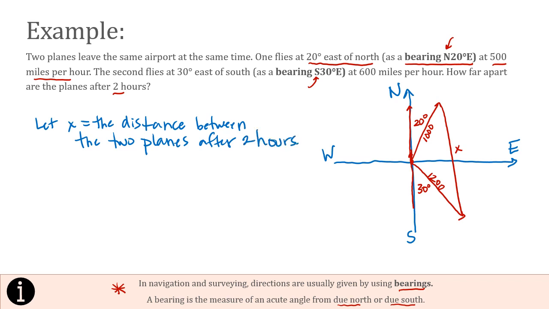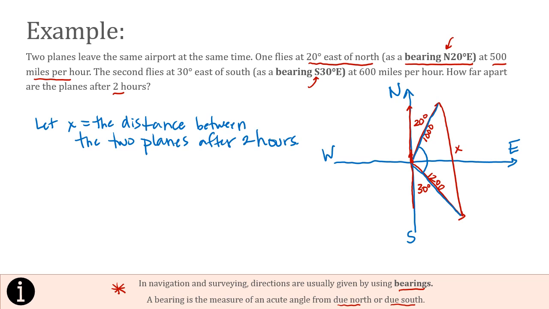Okay, so let's see. What type of triangle do we have here? We know a side. We know another side. This one's a little bit like the last one we saw in that we were given some angles, but not the direct angle that we need. What we need is the measure of this angle that's on the inside of the triangle.